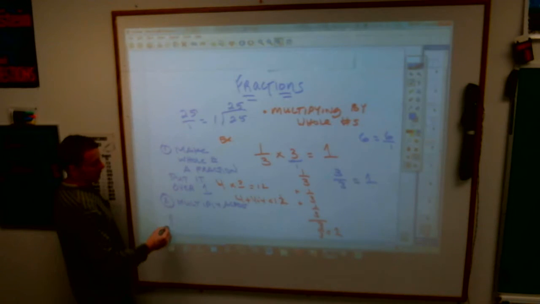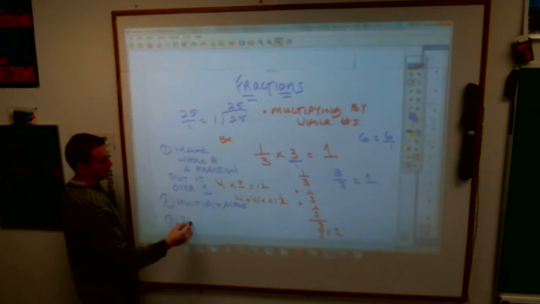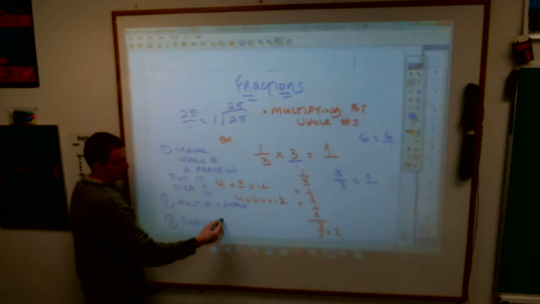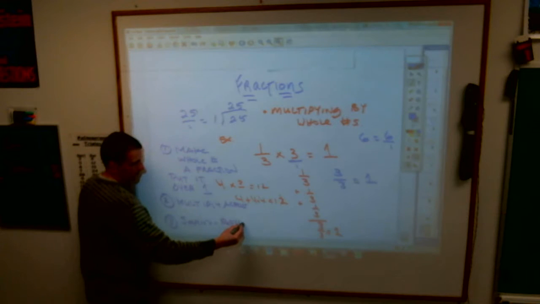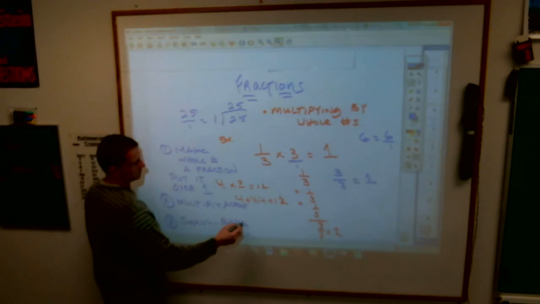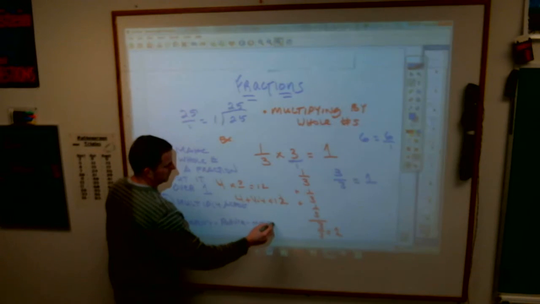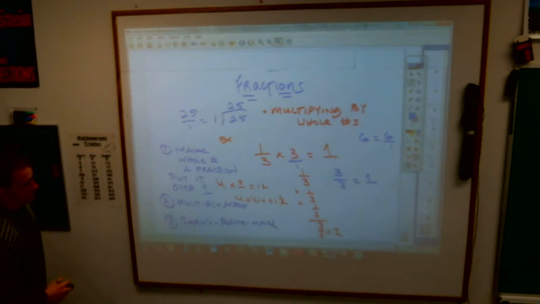And I'm going to put this little 3 down here that says to simplify, because that's the word we'll use. Simplify means to reduce, or change to mixed. We'll be just a little smarter today, I think.